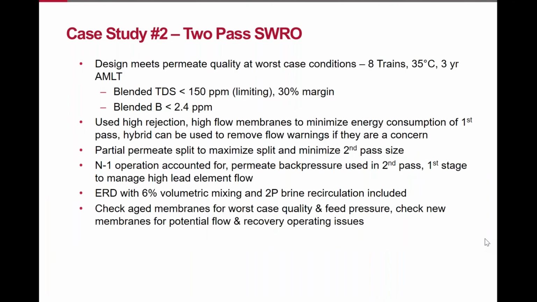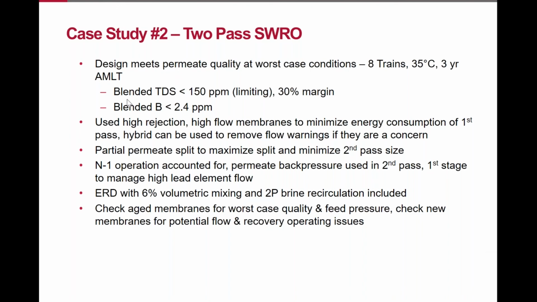So our design met the permeate quality at the worst case conditions, which was 8 trains, 35 degrees Celsius, and 3 years average membrane life, so the maximum membrane age. Our blended TDS, we met with 150 ppm as the limit, and we did include a safety margin of approximately 30%. So we did target around 115 ppm TDS, so we do have safety margin on that. And our blended boron, less than 2.4 ppm, we were well below, 1.85 ppm, with the safety margin as well.